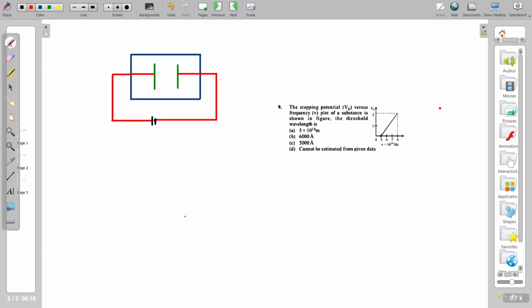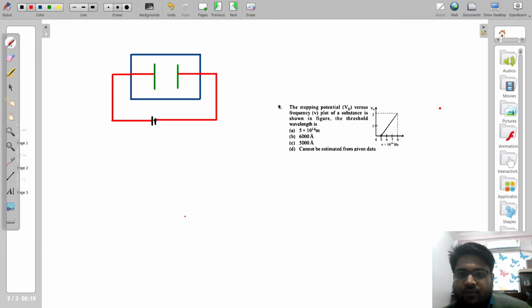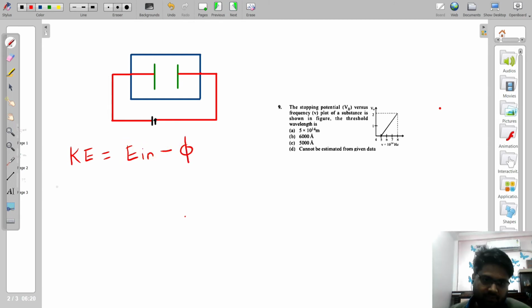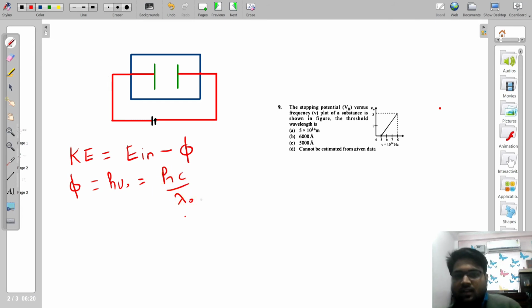Now we are moving further. Stopping potential versus frequency plot of a substance is shown in figure, and the threshold wavelength is. So they ask us to calculate the threshold wavelength. So we know that kinetic energy is equal to energy incident minus work function. Okay, and work function is equal to h into threshold frequency, or we can say h into c by threshold wavelength.